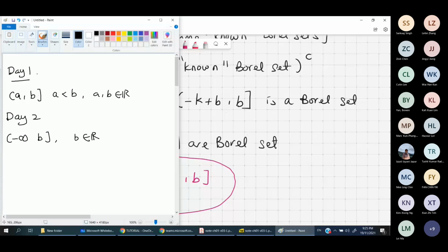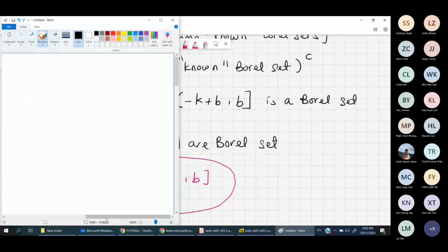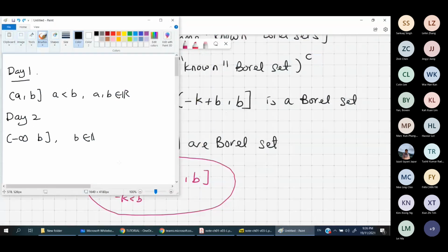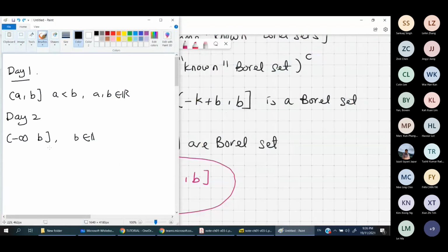Okay, day 1, we know this is a Borel set. Day 2, we already know this is a Borel set. Now we're going to use this and this to generate more Borel sets. Okay, then wait, why is it missing? Oh, that's my thing. Okay, where is it? Oh, okay, here. Yeah, so you get an idea?